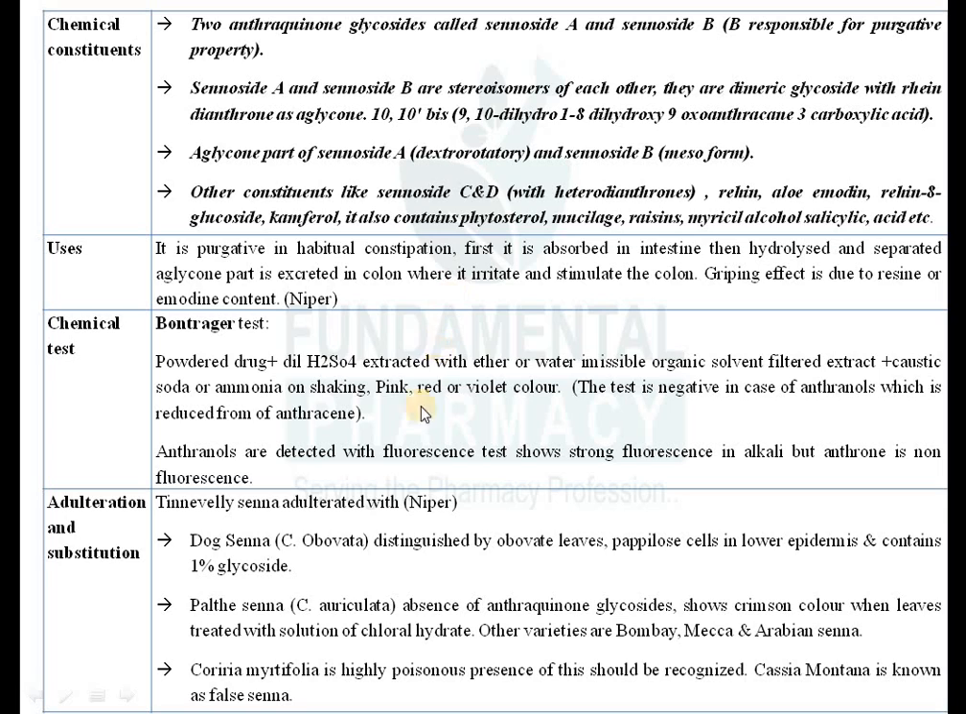Now what is the identification test for sennosides? So just remember the Borntrager test. Borntrager test is a test for identification of your sennosides.